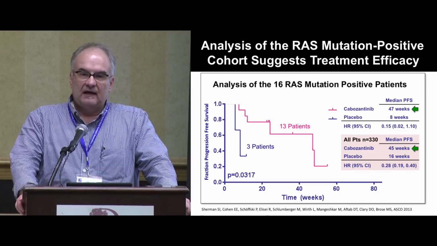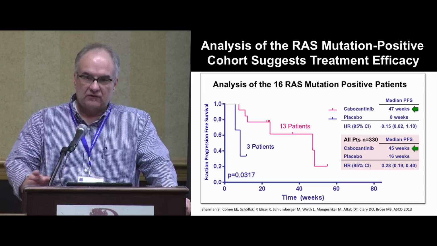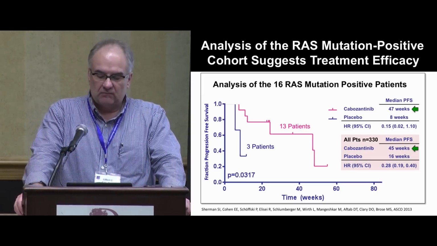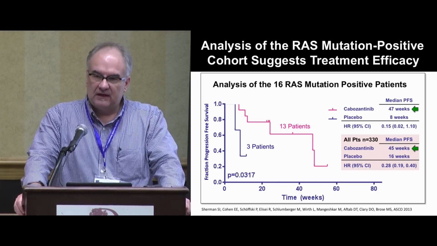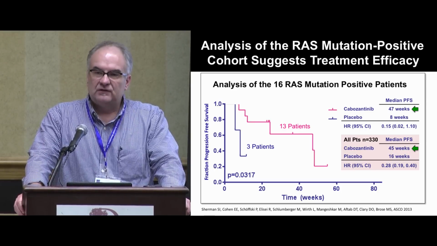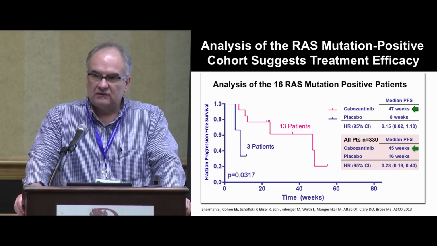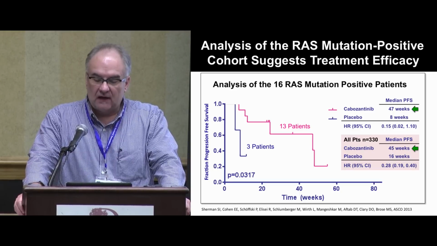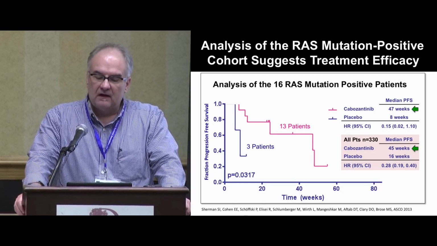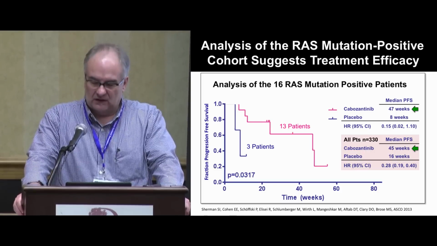And this is progression-free survival, and what you should note here is the pink line is 13 patients that were on drug. The blue line is 3 patients that are on placebo. All 16 of these patients had RAS mutations, and what you can see is the drug actually had the same effect on progression-free survival as patients that had RET mutations.